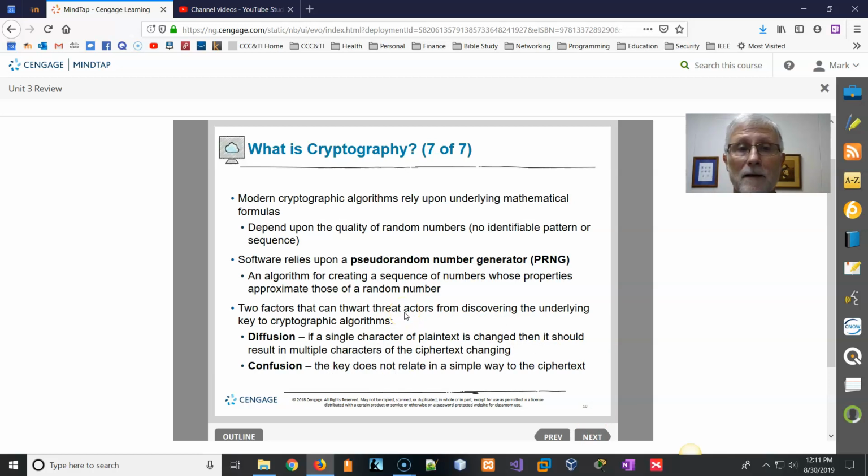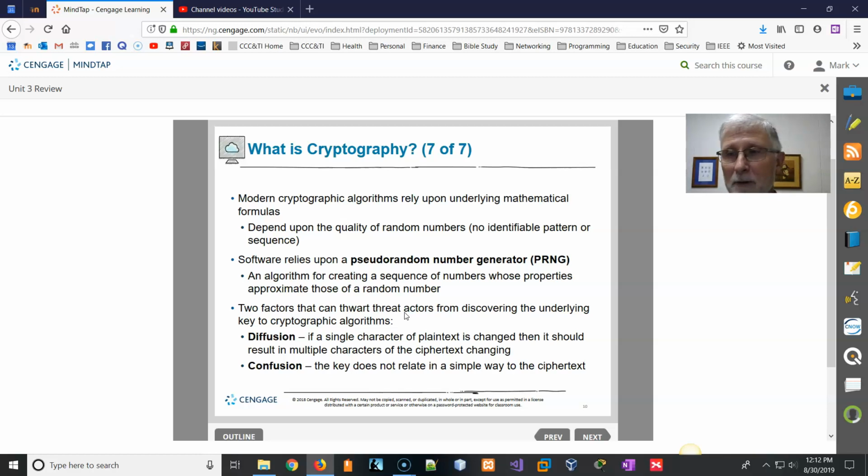Now, modern cryptographic algorithms rely on mathematical formulas. And basically, a lot of them depend on the quality of a random number, otherwise, no identifiable pattern or sequence. The software that generates that is a pseudo number generator. You may see it in the text as PRNG. So it's a pseudo number generator, and all it tries to do is generate a sequence of numbers whose properties approximate those of a random number.